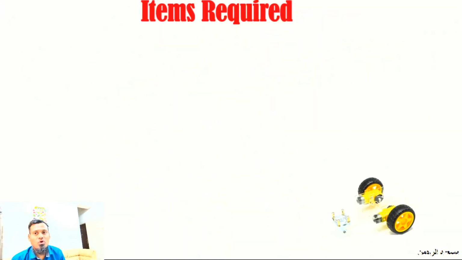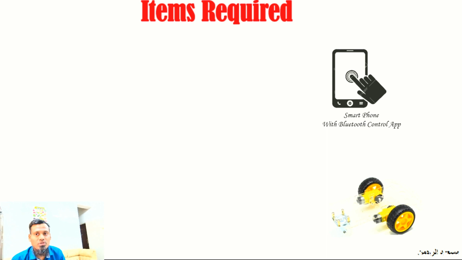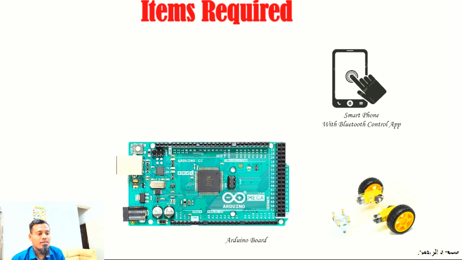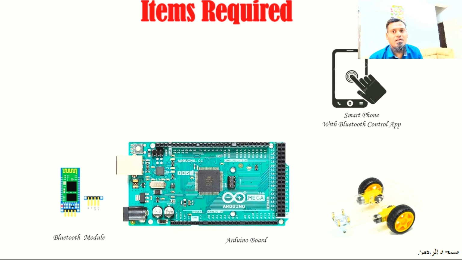We need the small toy car, which is shown to you here, and we need an Android mobile phone to control this vehicle. In between these two we need the main microcontroller, which is our Arduino. Arduino has many variants, and we are going to use Arduino Mega.